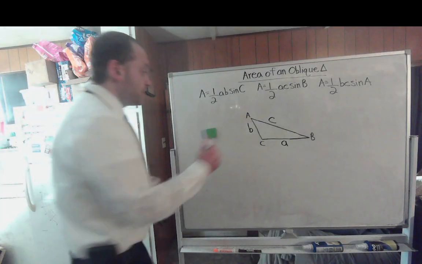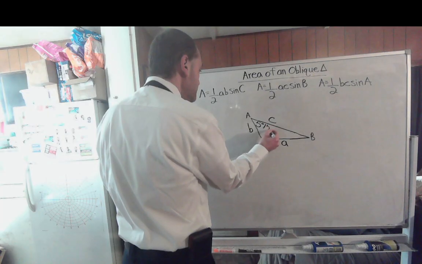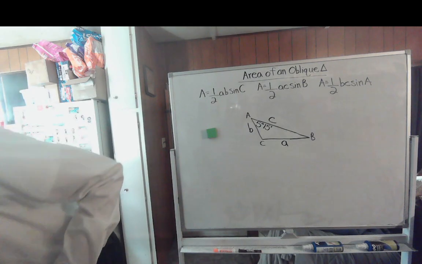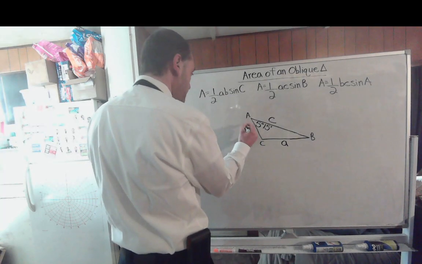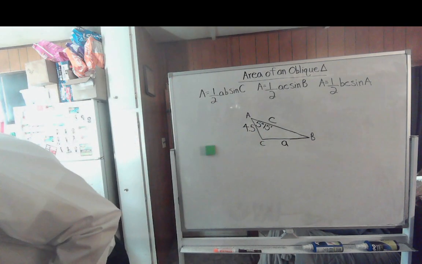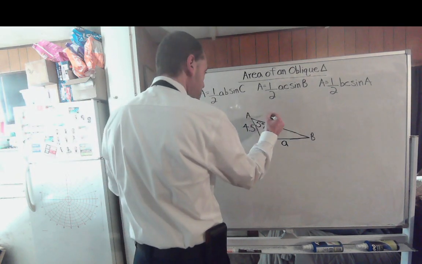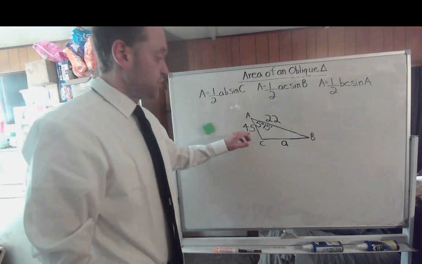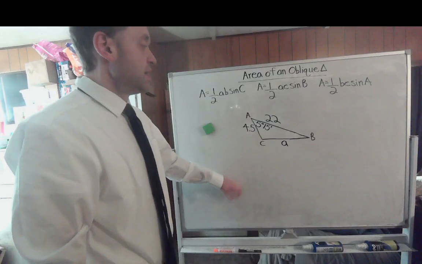Alright, so angle A is only 5 degrees and 15 minutes. Side B has a length of 4.5. And then side C has a length of 22. Alright. So we have 2 sides and the included angle, so we can use this formula.